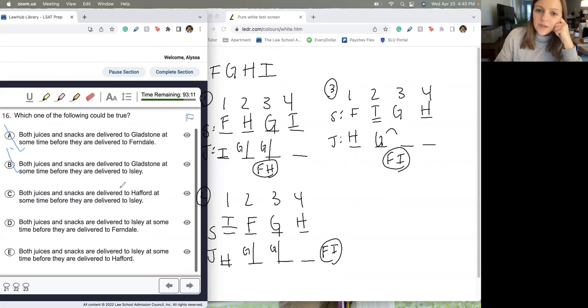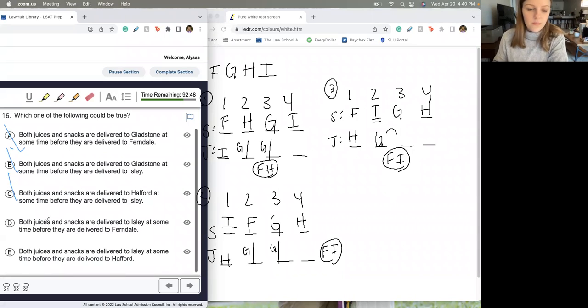Okay. Both juices and snacks are delivered to H at some time before they are delivered to I. Can I make that happen? Well, in 2 and 3, I is going to be before H in that snack line, so I don't have to worry about them. But in this one, it does happen up here. H is before I, but again, I is before anything else, so I can't make it so H is before I. So because we're looking at both those lines, this one is wrong. I can't make that happen in both of them.